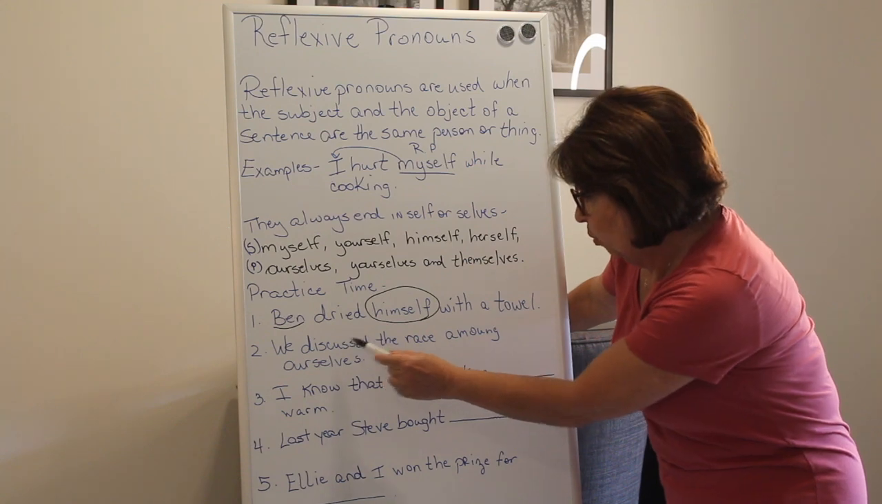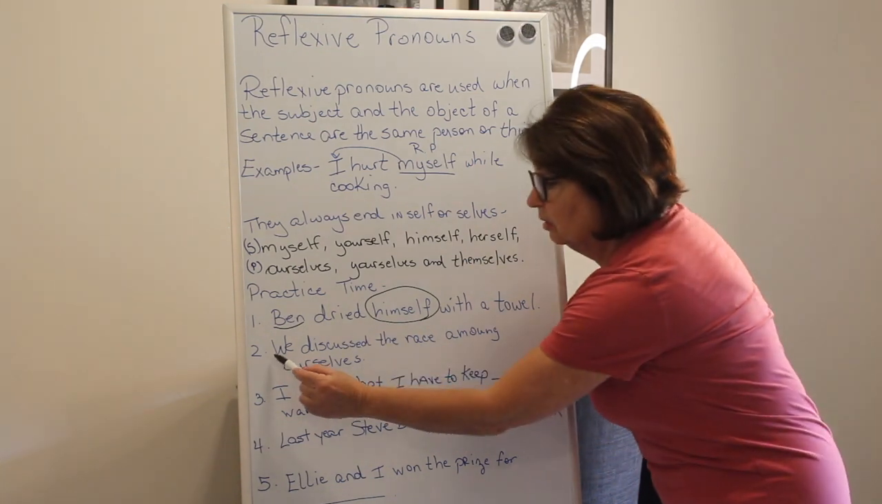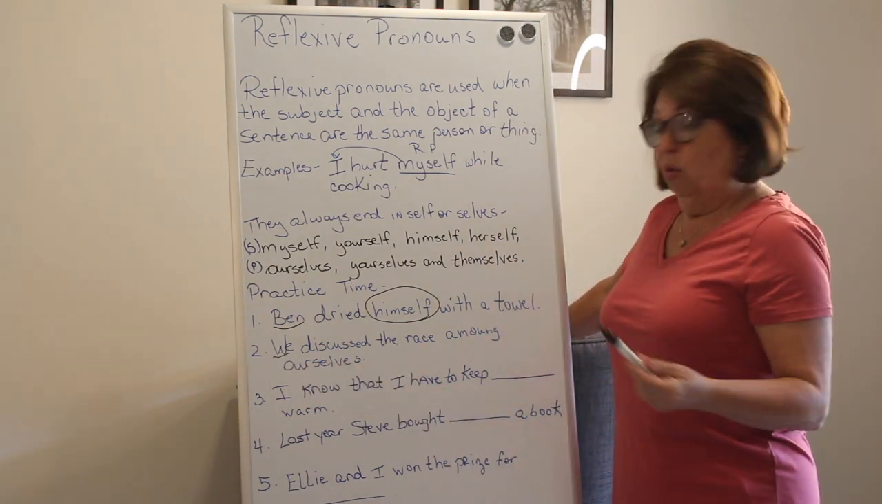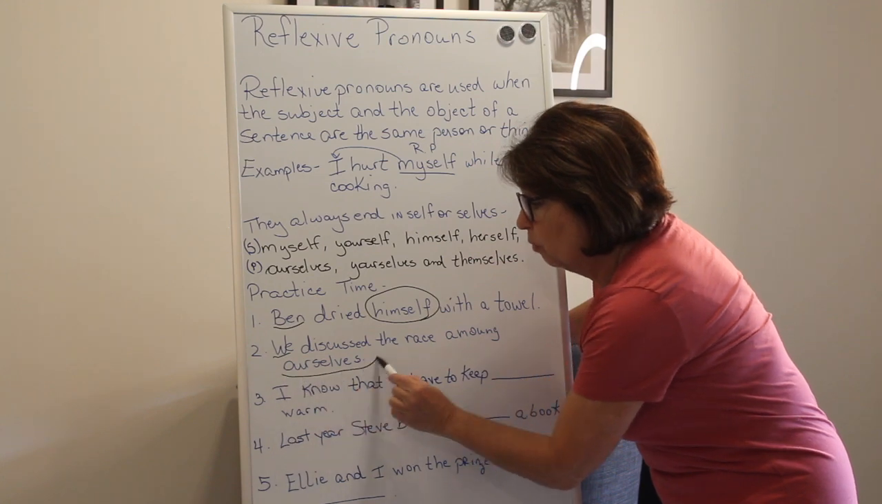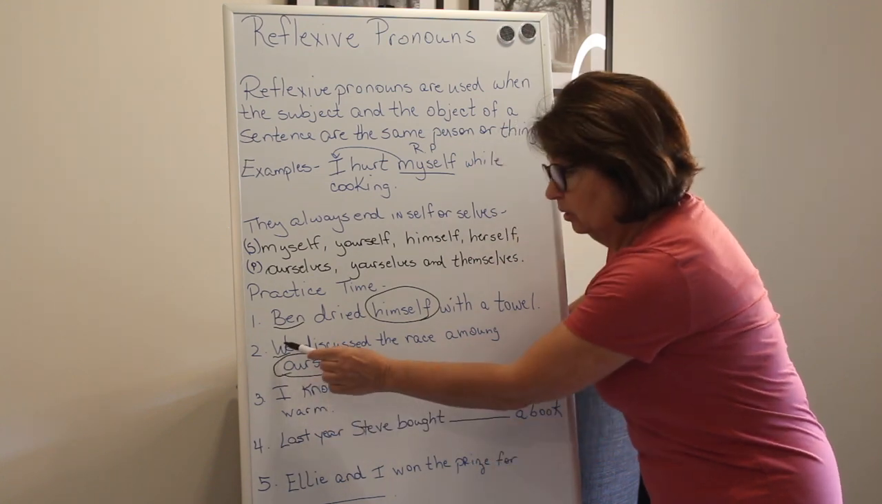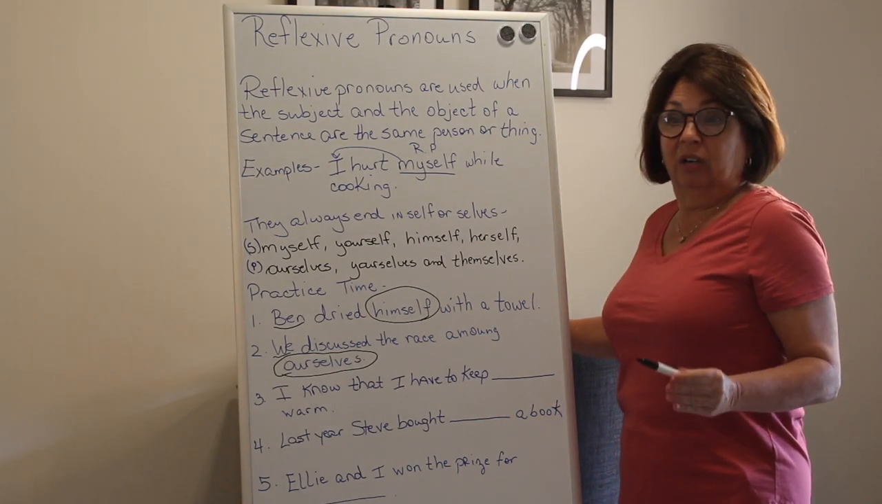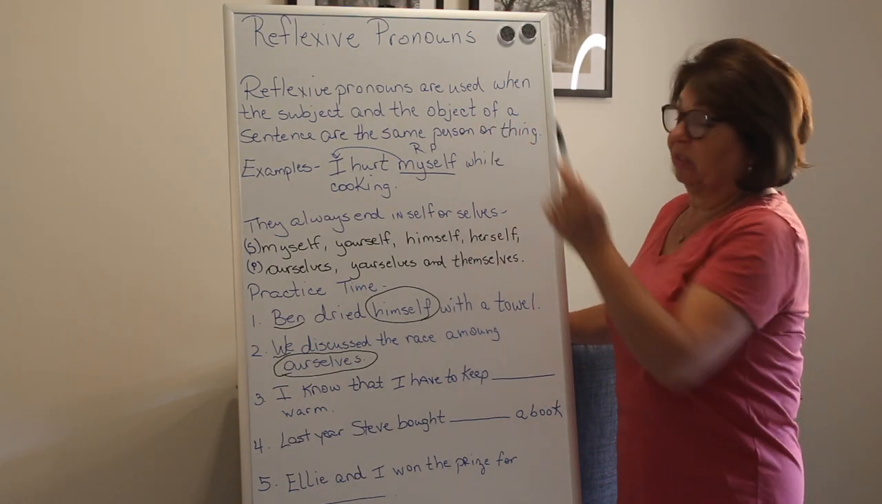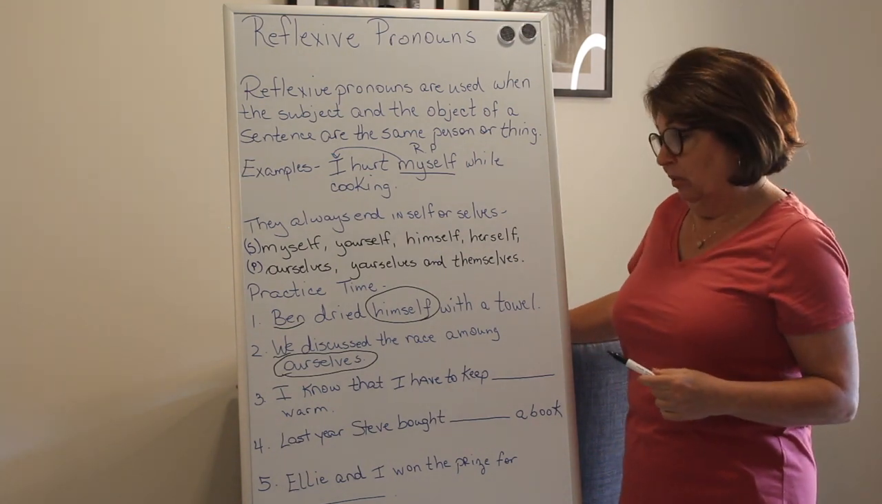All right, we discussed the race among ourselves. The subject of this sentence is the word we. Who is we? We, another word for ourselves. This is plural, this is plural. We always have to have singular nouns with singular reflexive pronouns and plural nouns with plural reflexive pronouns.